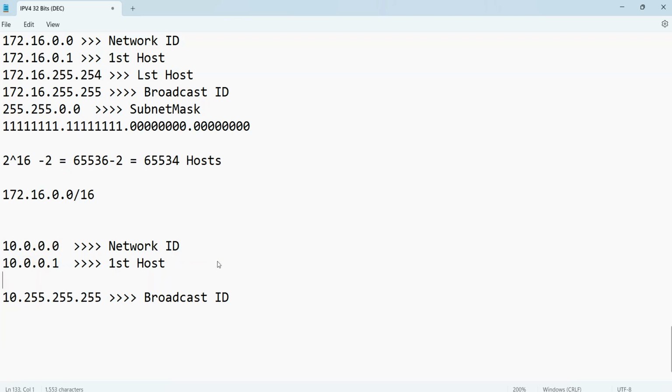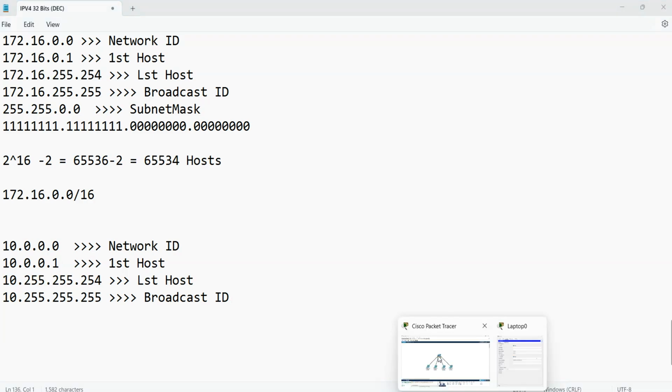So here, what is the last host? 10.255.255.254, right? This is the last host. Now, the number next to the last host is the broadcast. The number after the network ID is the first host. So I have three octets for the host and only one octet for the network, right? So what does that mean? Well, my subnet mask is what? Let's go back and take a look.